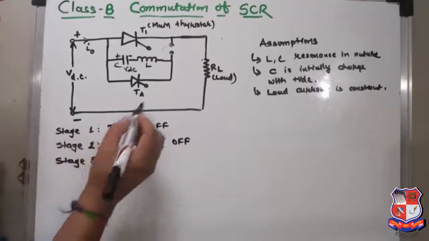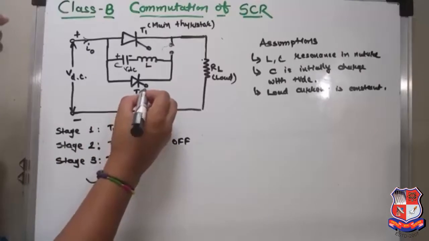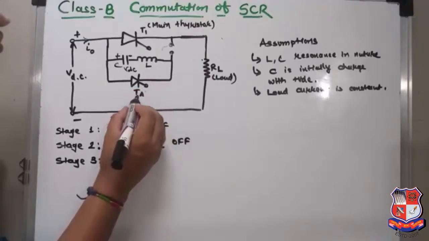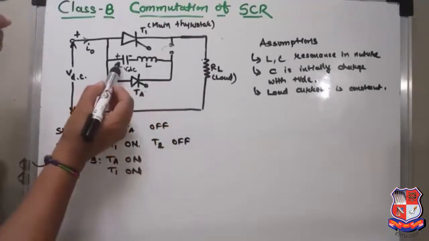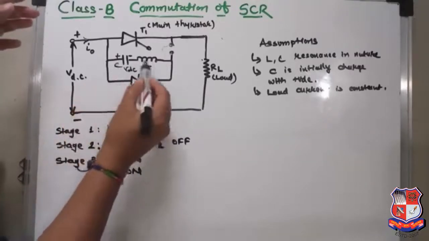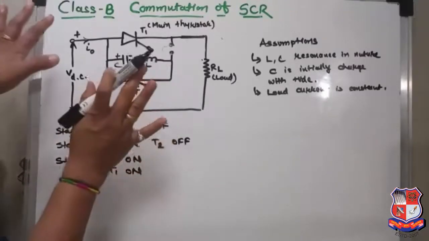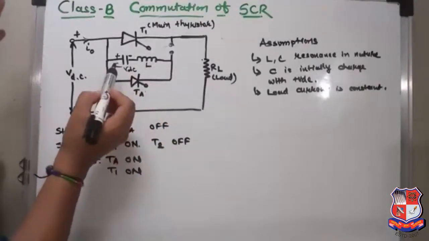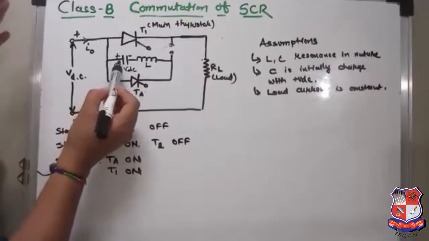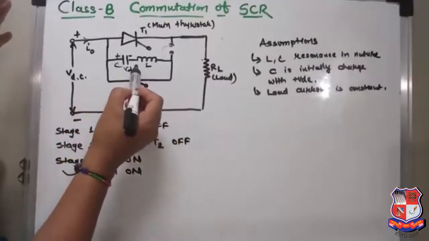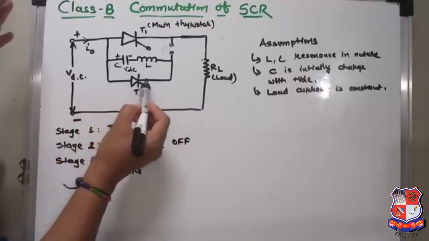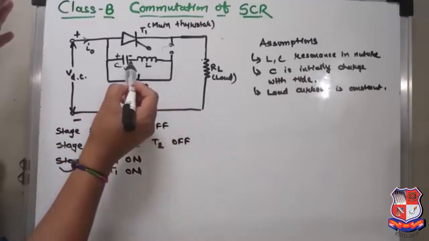Now when TA is turned on by applying a gate pulse at firing angle alpha, TA starts to conduct, and this loop is now a closed loop. So the capacitor now gets a path for discharging. The capacitor starts to discharge through TA and through the inductor L. The capacitor current flows from positive to TA, through the inductor, to the negative.